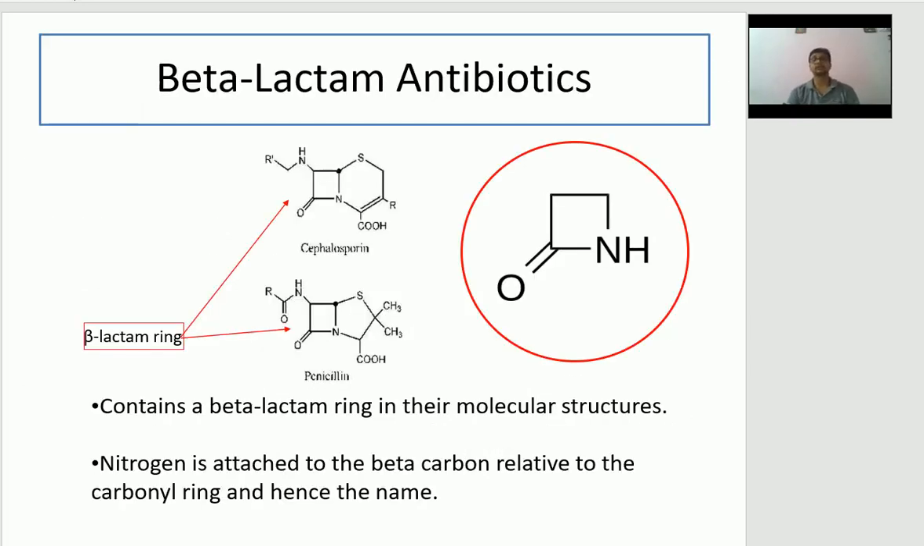Next, we come to the examples of beta-lactam antibiotics. There are two examples given. First is cephalosporin. Second is penicillin. In both cases, we can see that the beta-lactam ring is present. They contain the beta-lactam in their molecular structure, and the nitrogen is attached to the beta carbon relative to the carbonyl. Hence, the name beta-lactam antibiotics.